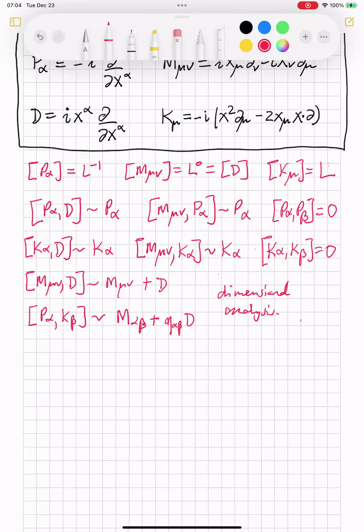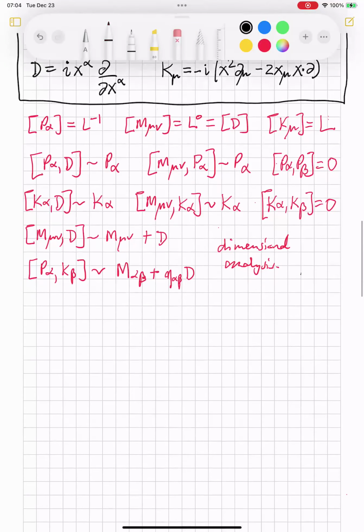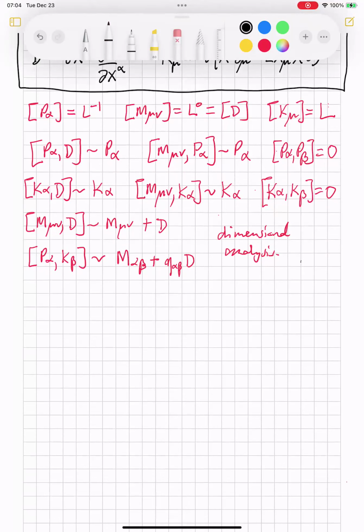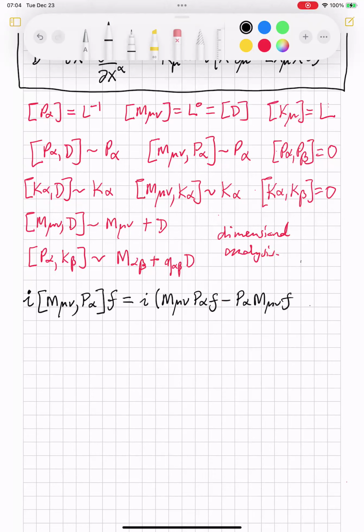Okay. So now let's calculate a commutator. And all of the commutators that we calculate, we calculate in exactly the same way. I actually like to calculate i times a commutator. And I'm going to look at the commutator of M mu nu with P alpha. Okay, we're going to act on f. What is this going to be equal to? Well, it's just i times M mu nu, then P alpha on f, minus P alpha, and then M mu nu on f.